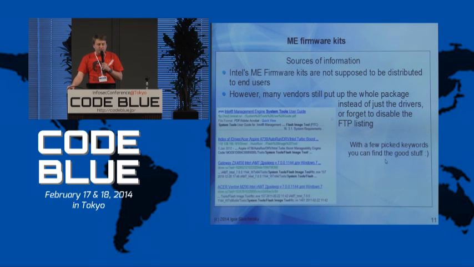Another thing Intel provides to OEMs, to the makers of motherboards, is called the ME firmware kit. It contains very low-level information about ME that is intended for the actual makers of motherboards and BIOS. These are not supposed to be distributed to end users. However, many vendors are a bit lazy. They don't want to do too much work. So instead of extracting just the drivers, they put everything on the CD or on their FTP site. And so you can download it, and you have all the documentation from Intel, all the tools and everything. If you know some keywords, for example, here you can see highlighted Flash Image Toolkit, you just enter it into Google, and you can get many hits and interesting things.